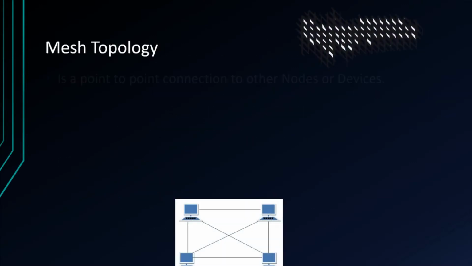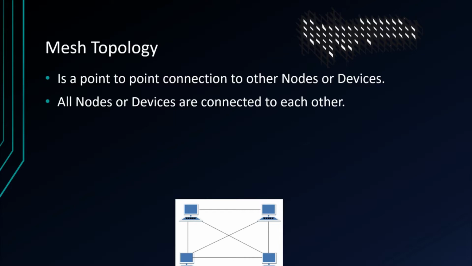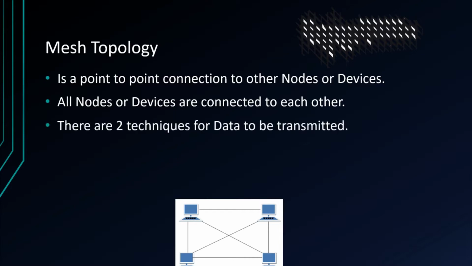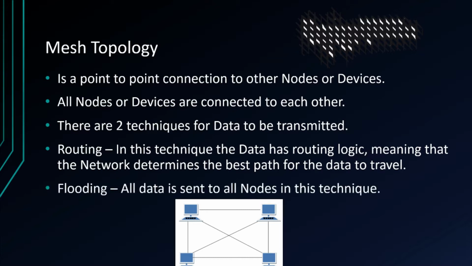Now let's talk about the mesh topology. It's point-to-point connection to the other nodes or devices. All nodes or devices are connected to each other. There are two techniques for data to be transmitted. These are known as routing. In this technique, the data has routing logic, meaning that the network determines the best path for the data to travel. Also flooding, where all data is sent to all nodes.